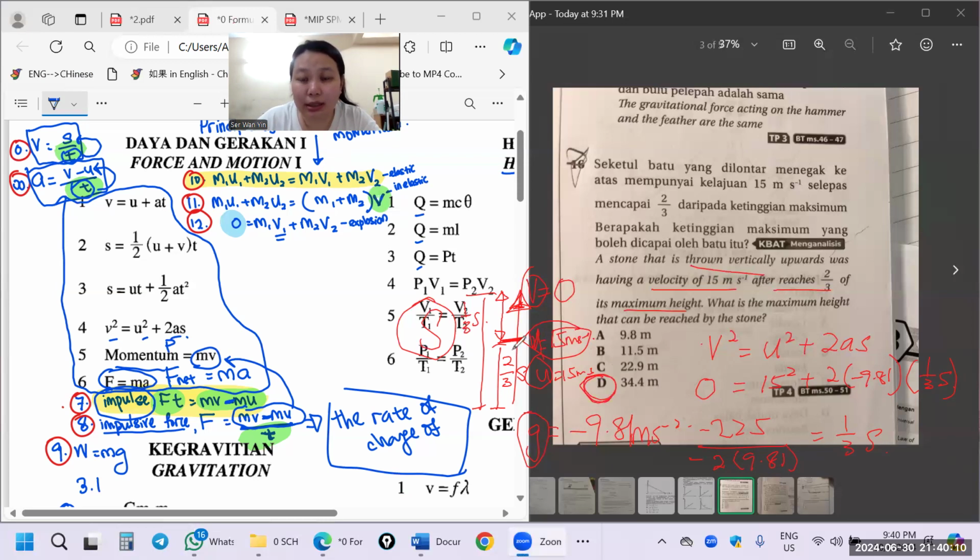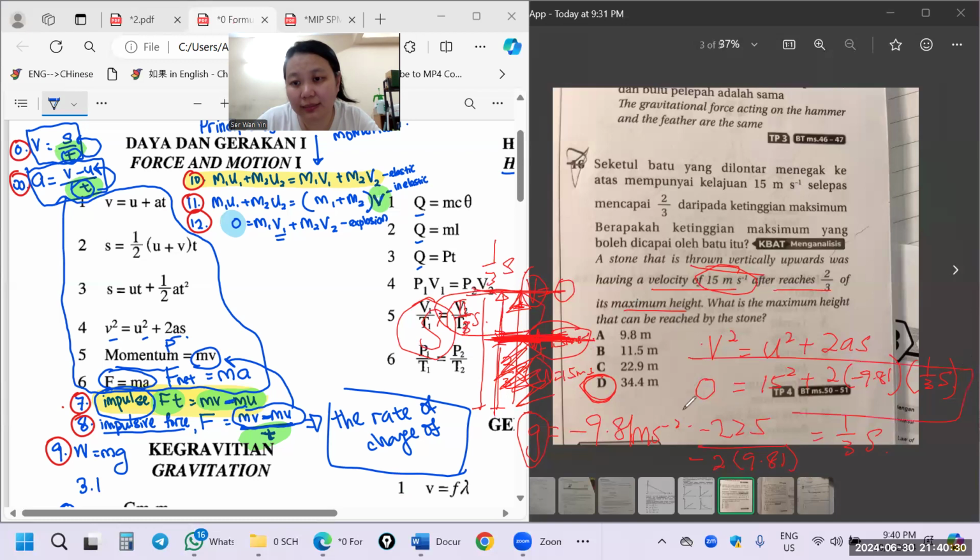D. Because what you know? Because the U is here, the 15 is here. So we don't know anything about in front of here. So we just treat the last. The last is 1/3 of S. S is total. So 1/3 of S.